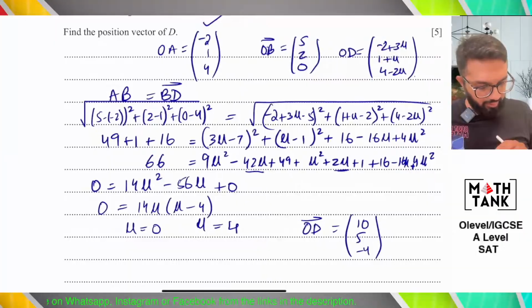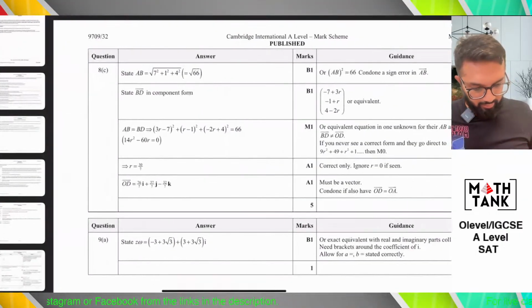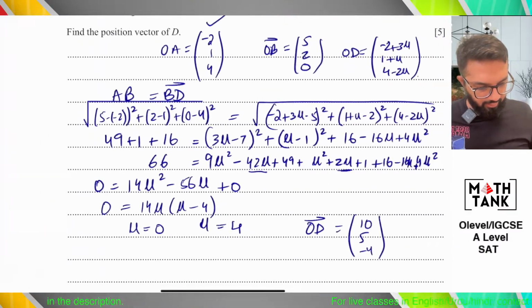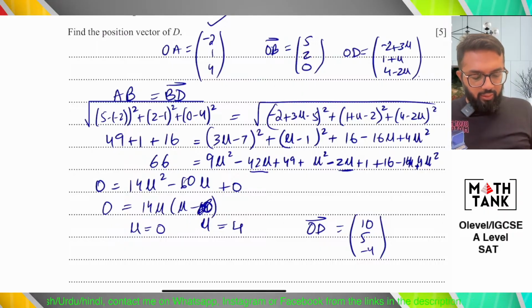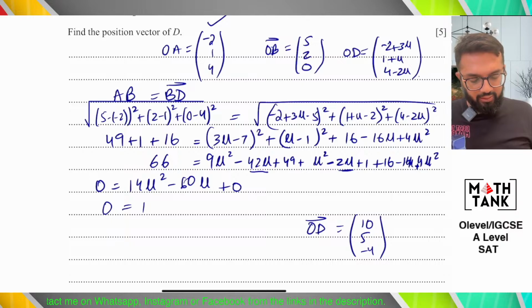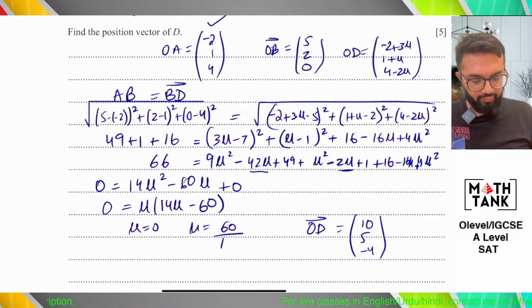Four minus 2 or no, 8 minus. Okay, so I can't divide 14 by 60. Mu equals 0 or mu equals 60 over 14, which is 30 over 7.